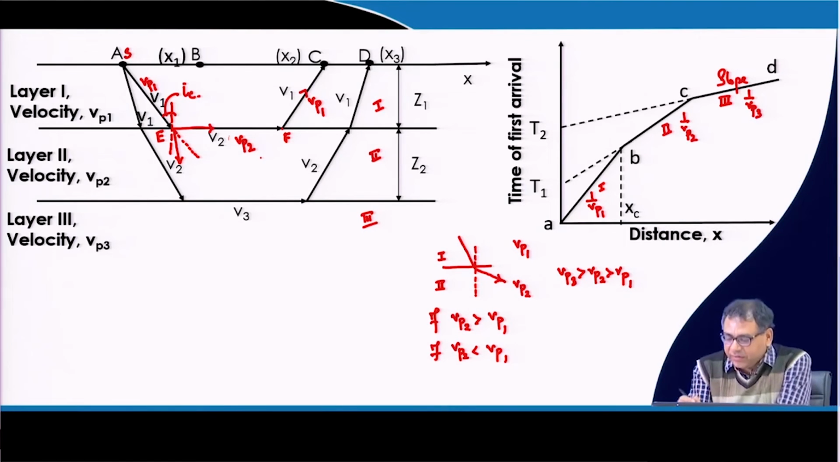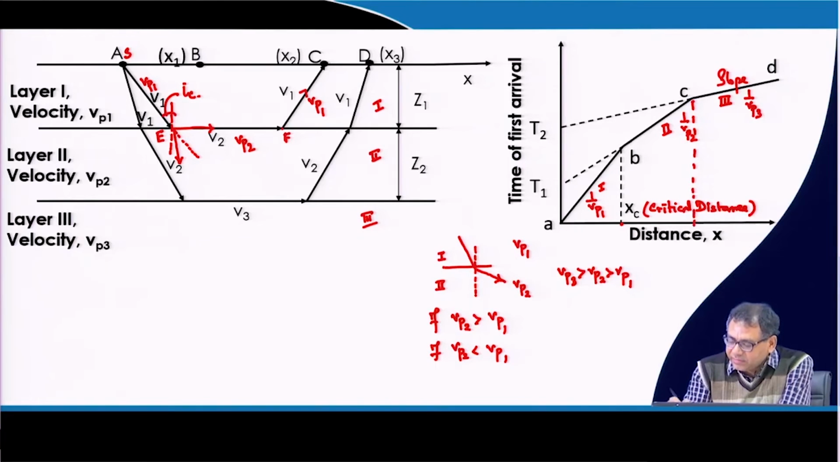So, from the graph you will find the point where there will be a change in slope. Corresponding to that, the distance will give us the critical distance. So, this distance is called the critical distance. Similarly, there will be another critical distance. So, this I can say is xc1, this is xc2. Now, what is the difference between xc1 and xc2?